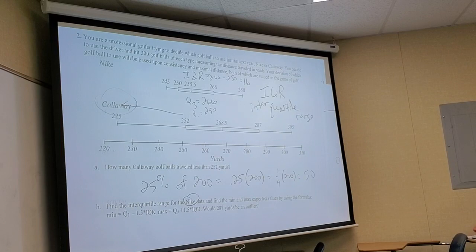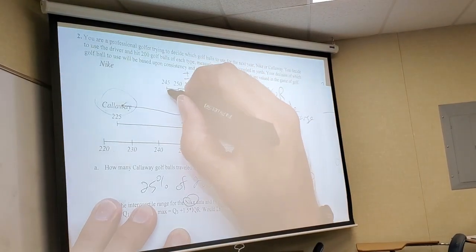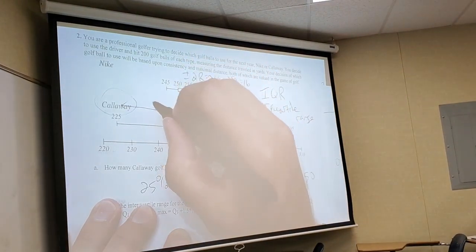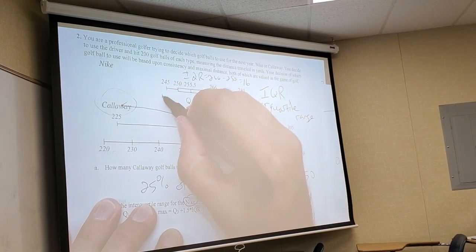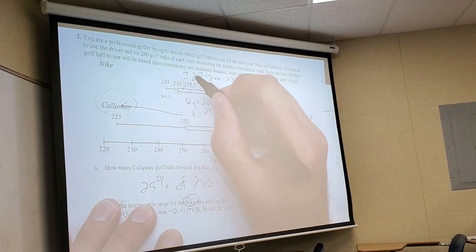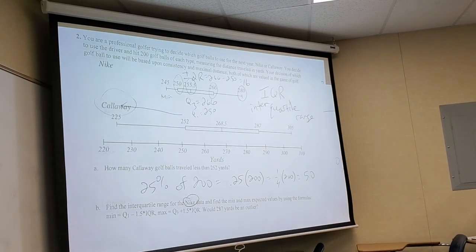Isn't Q1 245 and Q3 255.5? No, remember it always goes minimum, Q1, Q2, Q3, maximum. So this is the min. This is Q1, Q2, Q3, max. Okay, you guys with me?